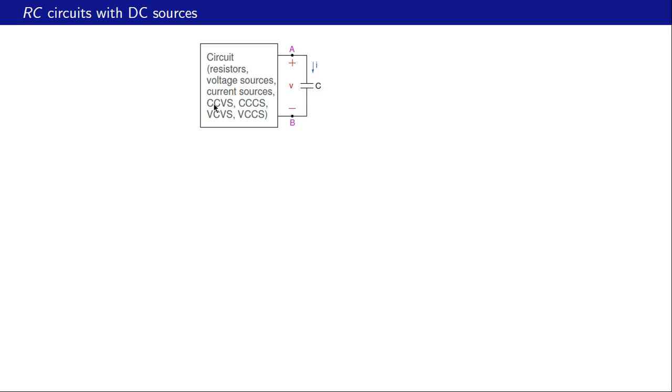All right, here is a circuit, a linear circuit, which consists of resistors, independent DC voltage sources, independent DC current sources, and then dependent sources such as current controlled voltage source, current controlled current source, etc. To this circuit, we connect a capacitor, and now let us see how this capacitor voltage or current evolves with time.